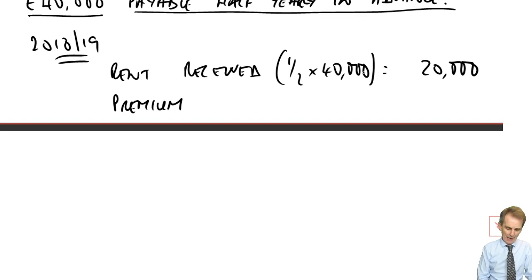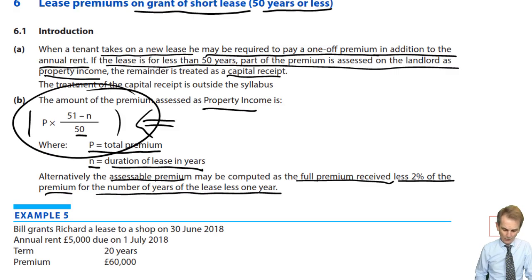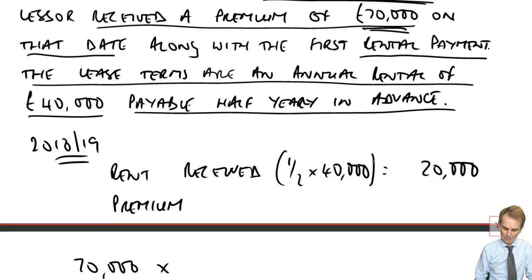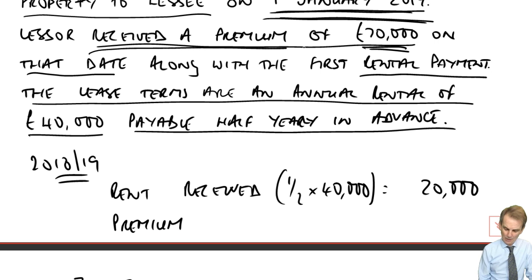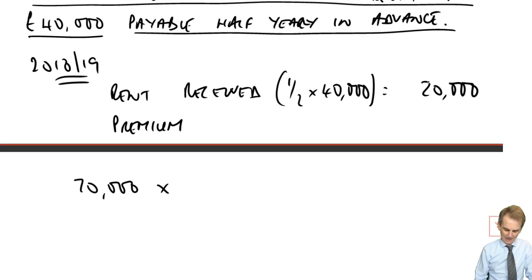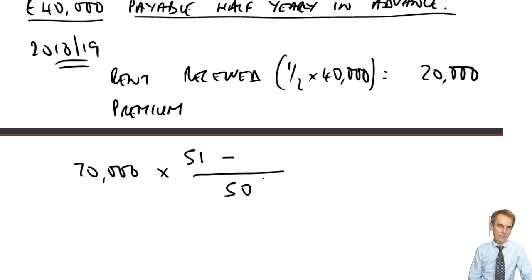Now, look back at your note. I'll just flash you back to that. There you go. There's your calculation. So we want first of all the premium. Well, we know what the premium is. It's £70,000 there. Again, just look back in that note. Received a premium of £70,000 on the 1st of January 19. 70,000 times 51 minus n over 50. What is n?